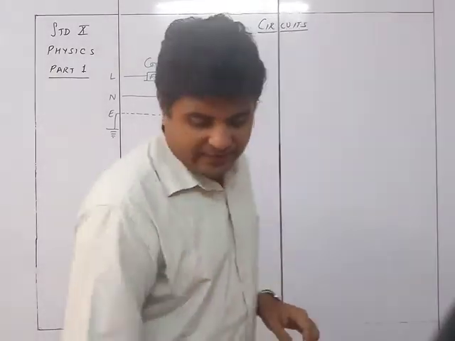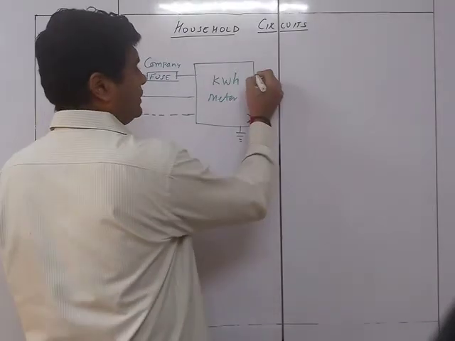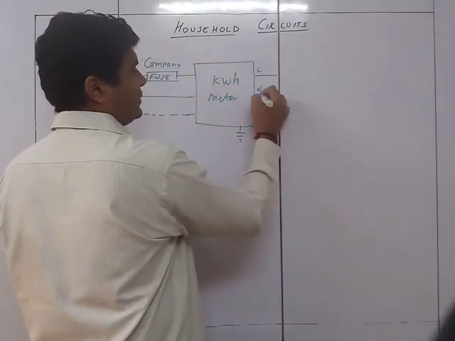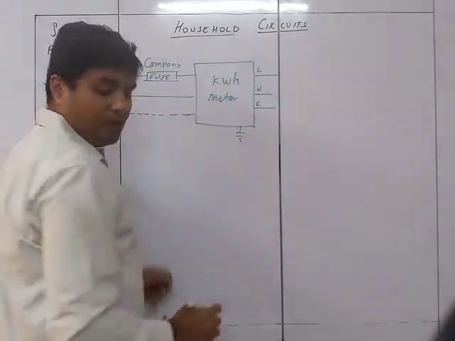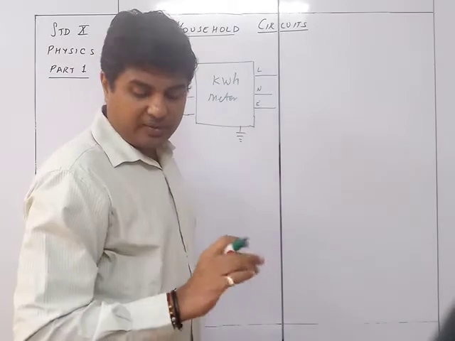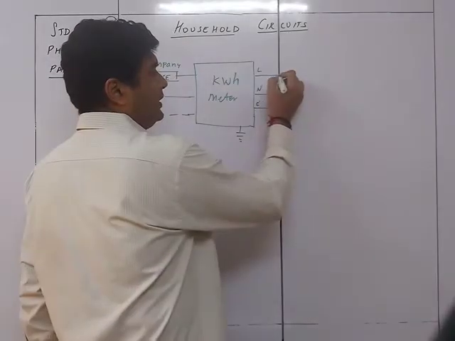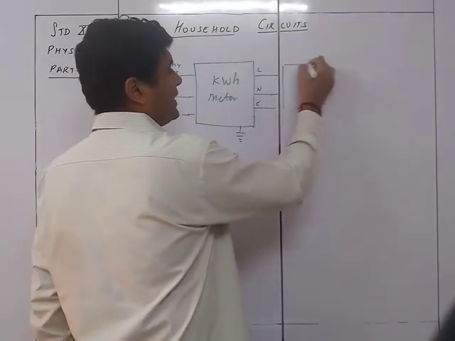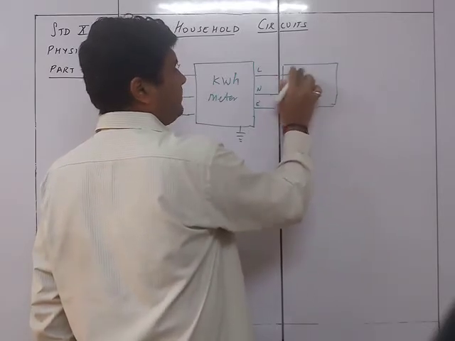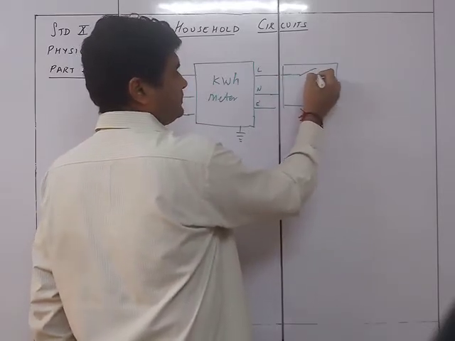For that, what you do first is take the line, the neutral, and the earth over here. Earthing, of course, we are not going to connect much because it is going to be connected directly. So firstly you connect a main switch over here. This main switch is a double pole switch.